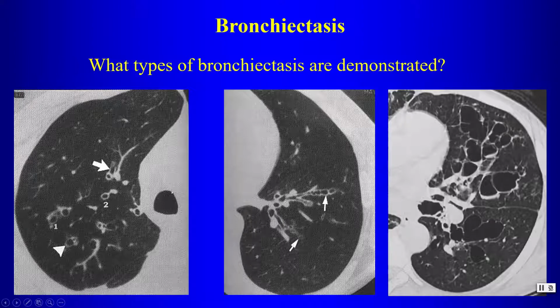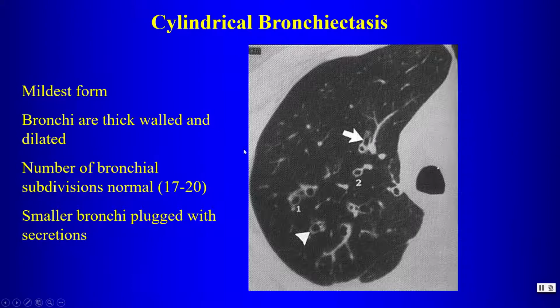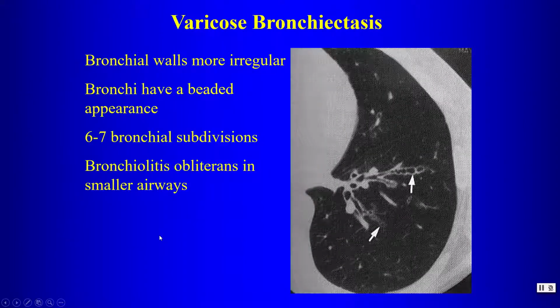The types of bronchiectasis are described basically anatomically depending on their appearance, and we have these three major types that are illustrated here. We have cylindrical bronchiectasis, which is the mildest form. So here the bronchi are thick-walled and slightly dilated. The number of bronchial subdivisions is normal, going all the way out to the periphery. The smaller bronchi, though, may be plugged with secretions.